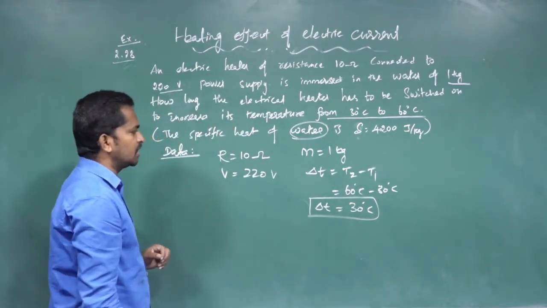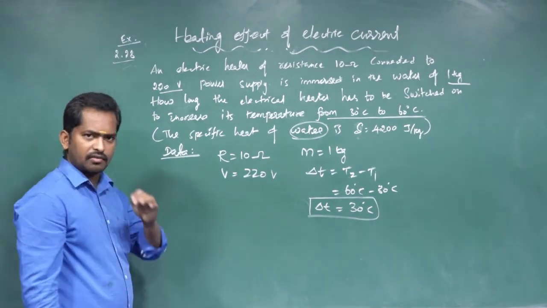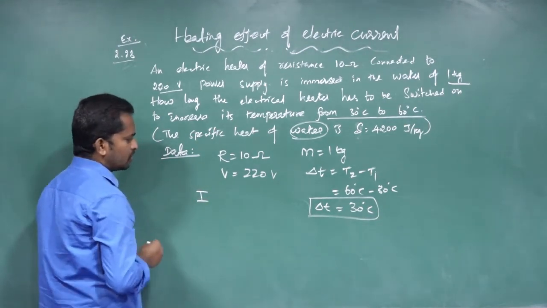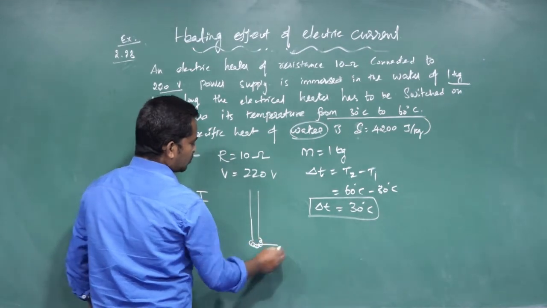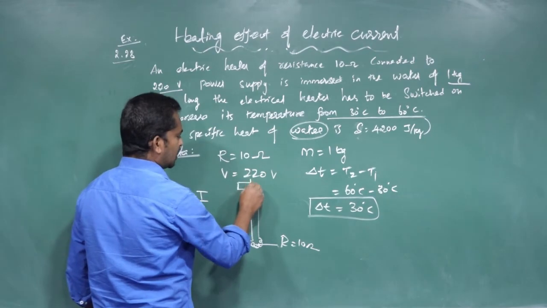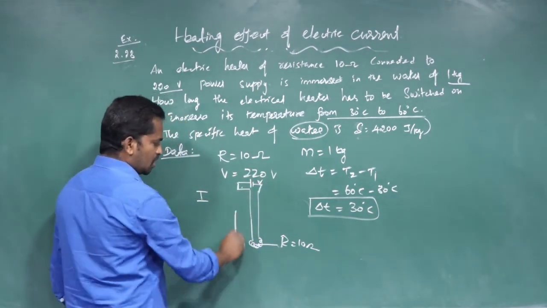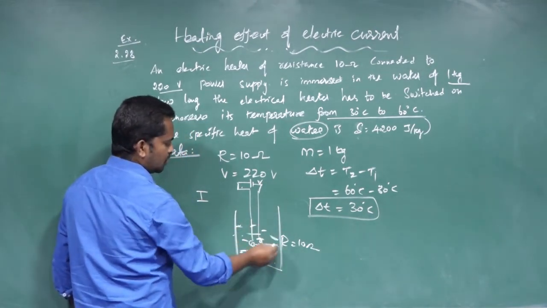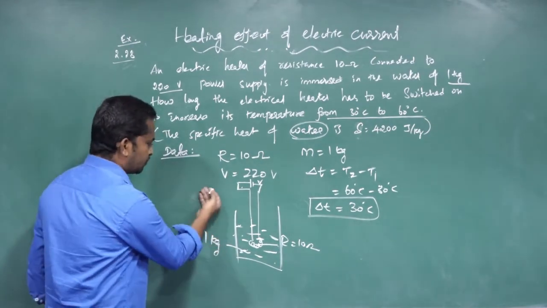So I want to calculate this time. First of all, R is equal to 10 ohm, V is equal to 220 volt. What is the flow of current? This is a water heater. The resistance of the water heater is R is equal to 10 ohm. Applied voltage is 220 volt. The heater is immersed in water. The amount of water is 1 kilogram. I want to calculate this current, the flow of current.